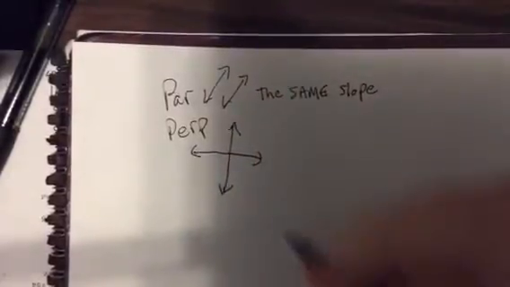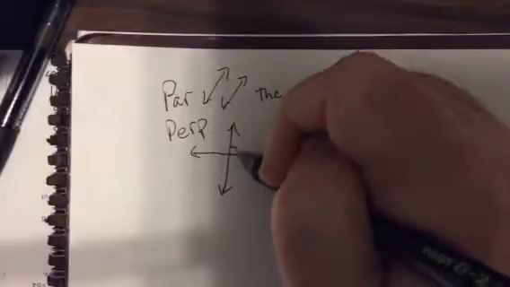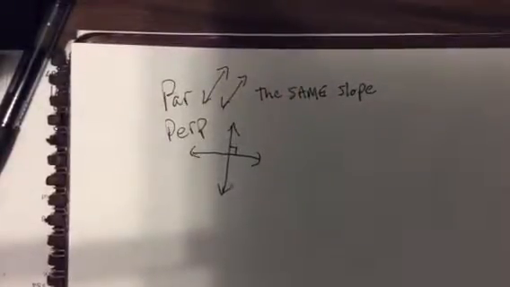Now, perpendicular is for two lines or two segments or two rays, whatever they are. When they cross, they form a 90-degree or a right angle. So if you think of two walls in a building, they usually cross at pretty much a right angle. They're perpendicular to each other.